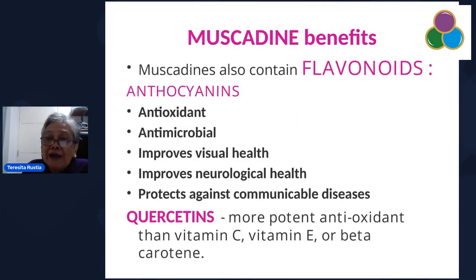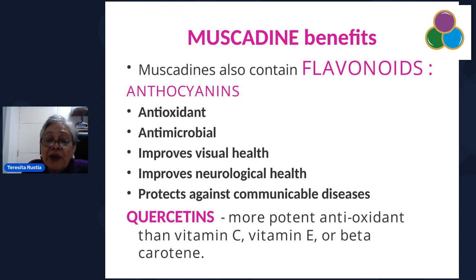Now, aside from the phytochemicals that I have mentioned, resveratrol, there is also the presence of anthocyanins, the pigment. They are actually flavonoids. And also there is quercetin. What are their functions? They are good antioxidants, antimicrobial. They could kill microorganisms. And they also improve blood circulation, so visual health is improved. And neurological health, meaning to say they are very good in collecting toxins, especially those in the brain and those that may be surrounding our nerves.